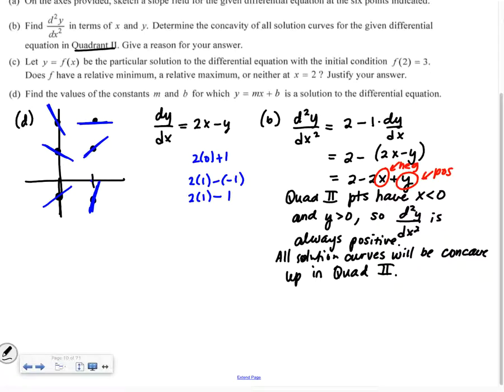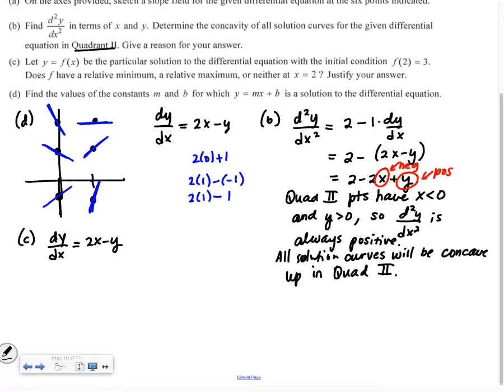All right, and then part C says let y equals f of x be the particular solution to the differential equation, we've seen this a million times, with the initial condition of f of 2 equals 3. Does f have a relative min, a relative max, or neither at x equals 2? Justify your answer. If you're trying to find the solution to the differential equation, you actually run into some problems, right? Because it's not separable. We have dy over dx is equal to 2x minus y. So even though we've seen this lots of times, it's kind of misleading.